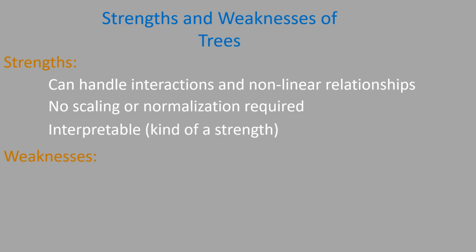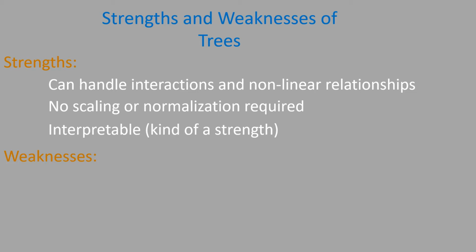I put in parentheses that this is kind of a strength, just because in practice, very few people will ever use an individual decision tree as a model. Most of the time we use multiple decision trees and aggregate the predictions in some way. So I say it's kind of a strength because the interpretability is lost when you aggregate trees, but with a single tree it's there, but really nobody uses single trees for prediction.